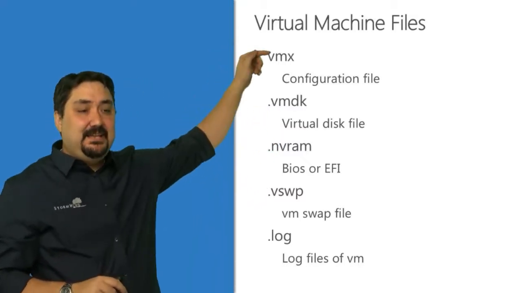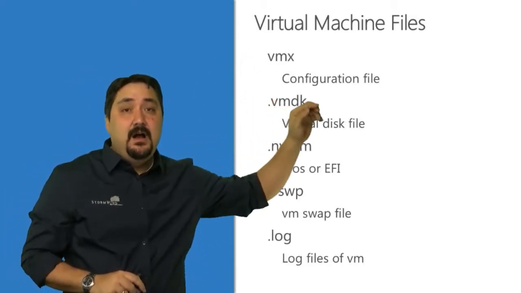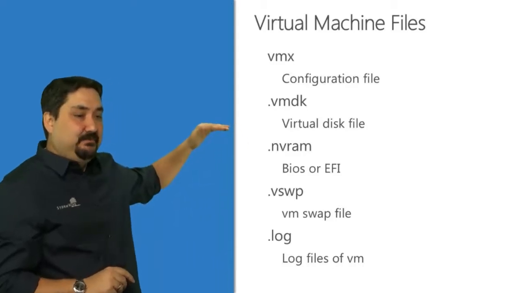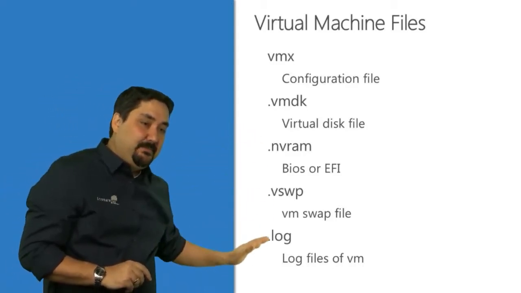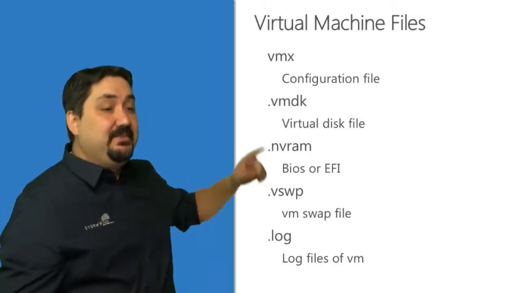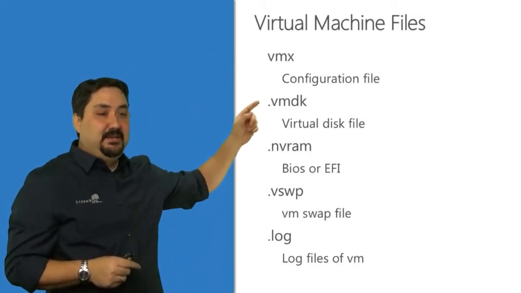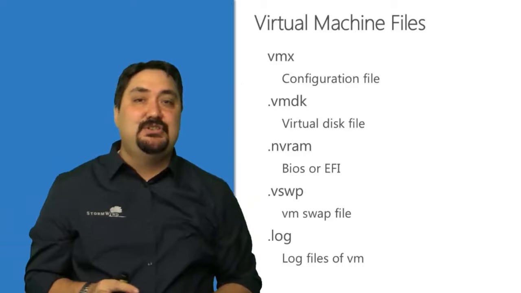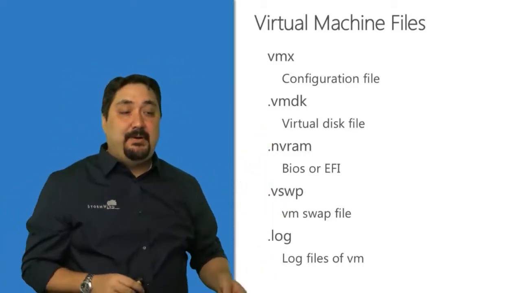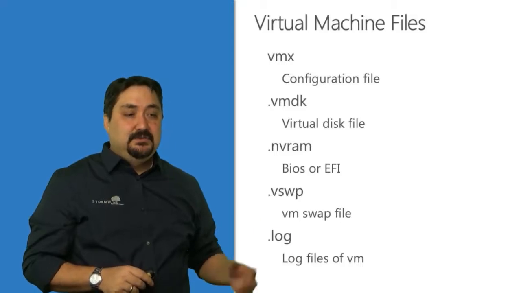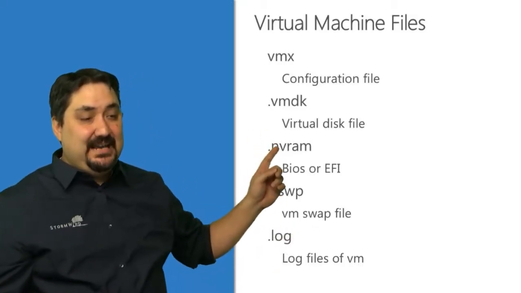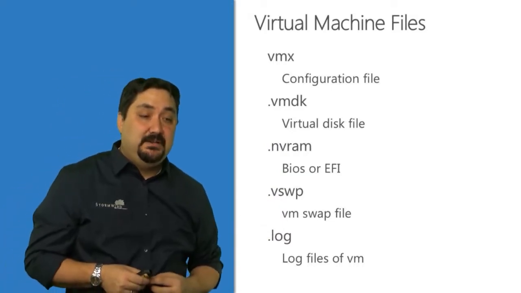In fact, the VMX and VMDK files are the two most important files for a virtual machine. Anything we have below that, the NVRAM, the vSwap, and the log, all those files can be recreated from these two files, the VMX and VMDK. And I'll actually show you that a little later. Now, the NVRAM contains our BIOS or EFI. So depending on what you use, either BIOS or EFI, all those configurations are in your NVRAM.